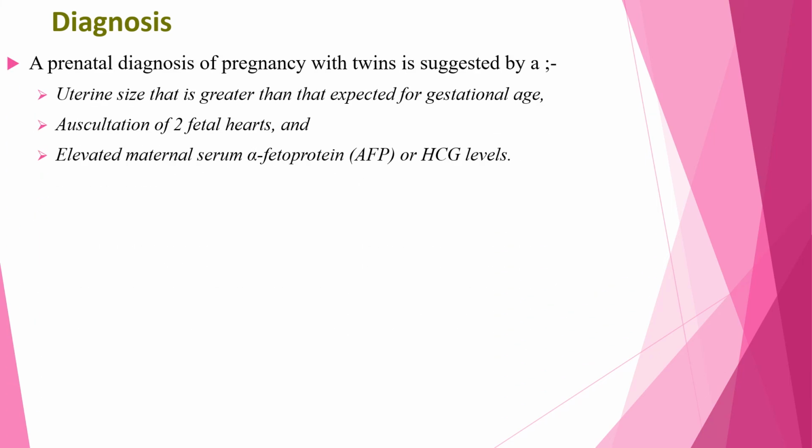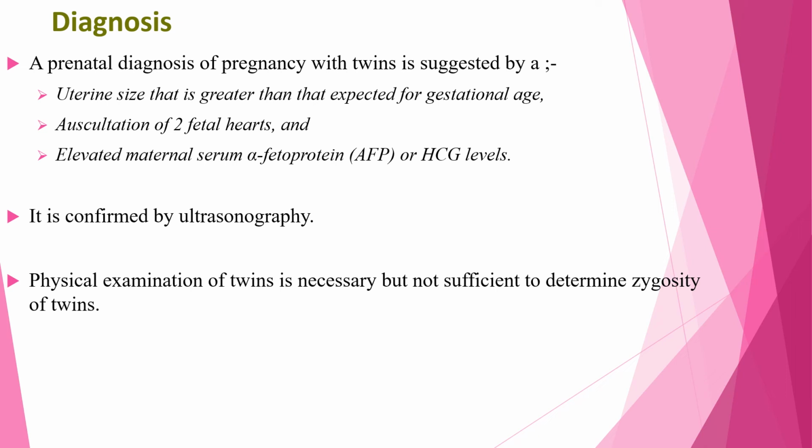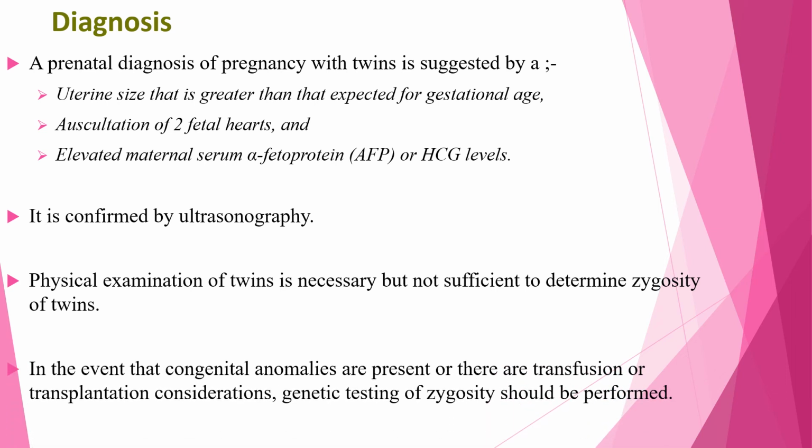When we see the diagnosis of twin pregnancy and delivery, a prenatal diagnosis of pregnancy with twins is suggested by uterine size that is greater than that expected for gestational age, and also auscultation of two fetal heartbeats and elevated maternal serum alpha-fetoprotein and beta-HCG levels. It is confirmed by ultrasonography most of the time, and the physical examination of twins is necessary but not sufficient to determine zygosity of twins. In the event that congenital anomalies are present or there are transfusion or transplantation considerations, genetic testing for zygosity should be performed.